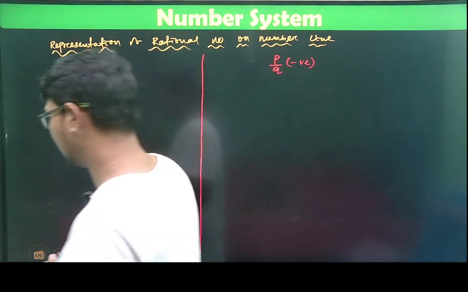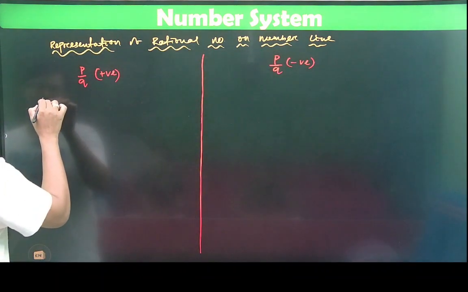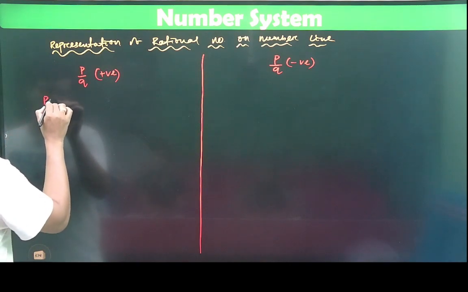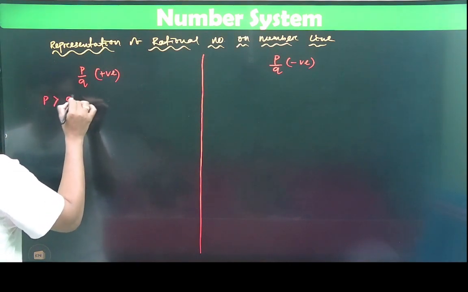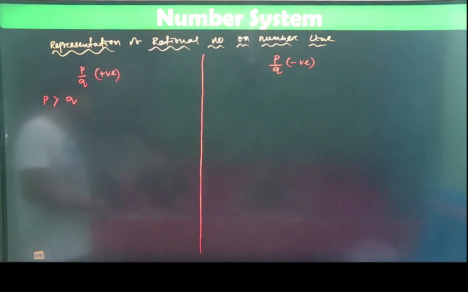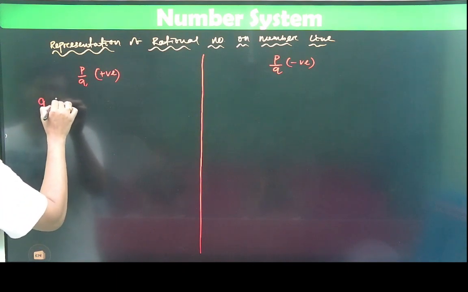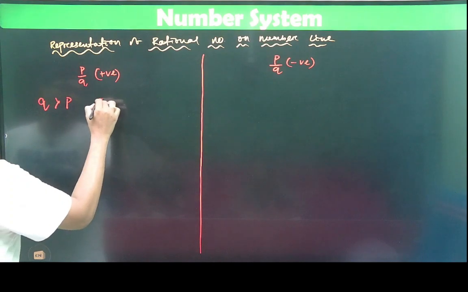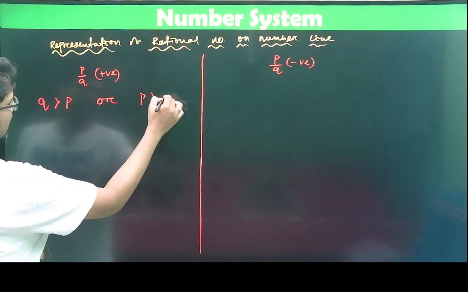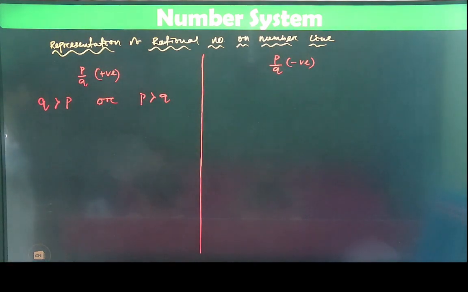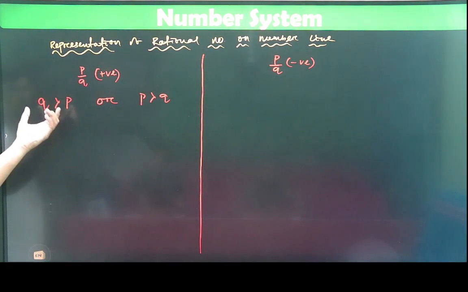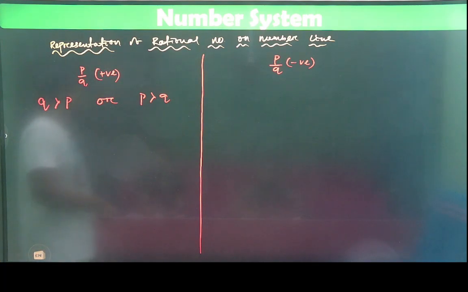When P by Q is positive, definitely the number should be in such a way that either P is greater than Q or Q is greater than P. Yes or no? There are two types of numbers. Again, this positive number is divided into two groups: either Q is greater than P or P is greater than Q. So let us discuss some questions when Q is greater than P.